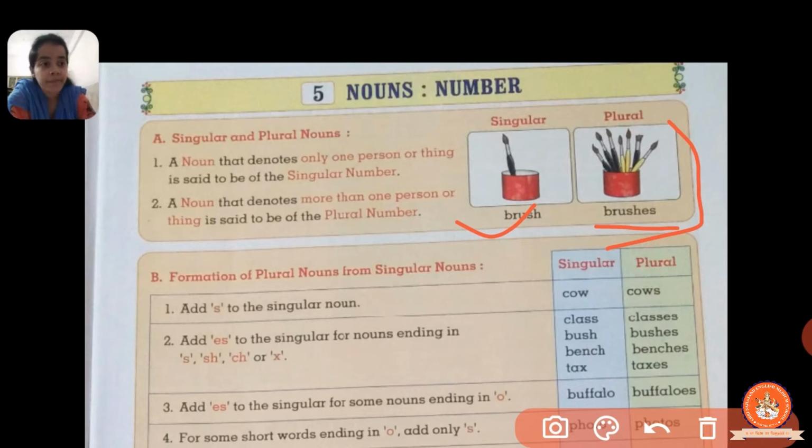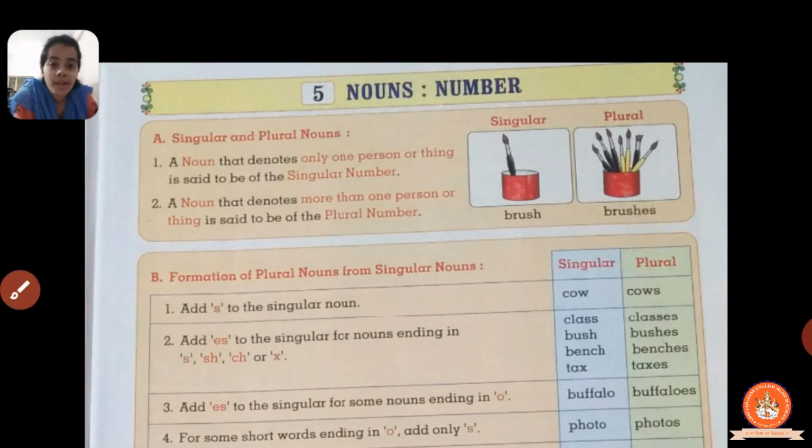All right. Now, in the same way, we will see the formation of plural nouns from singular nouns. How is a singular noun converted into a plural noun? What are the things we need to remember for converting any noun from singular to plural? Now we'll read the first point, which things we need to remember for converting any singular noun to the plural noun. Alright, students, the first one given is: add s to the singular noun.